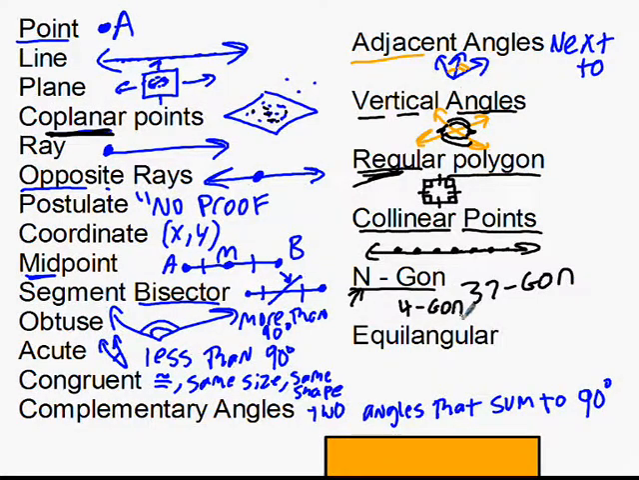Equiangular means that every angle is congruent. These would be 90, 90, 90, 90 to make 360. All angles within a polygon that are equiangular are congruent.